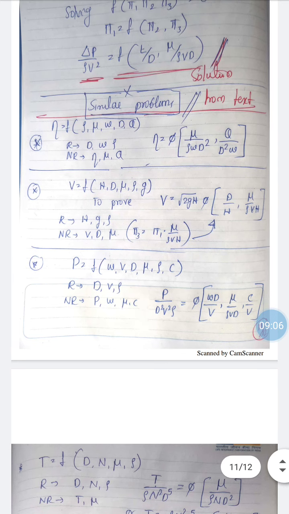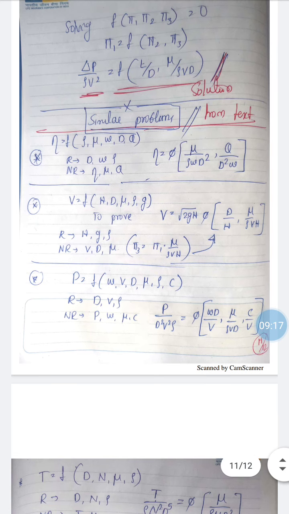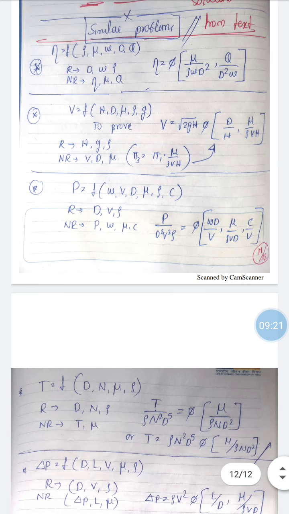Please remember, in this problem which is already solved in the textbook, pi 3 you will get initially in a different value, you will not get mu by rho vh, but if you divide that third term by pi 1, what you get finally is mu by rho vh. So detailed steps are available in the textbook. Please go through this problem.